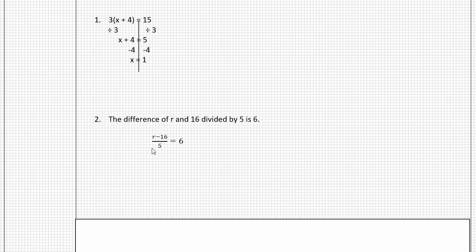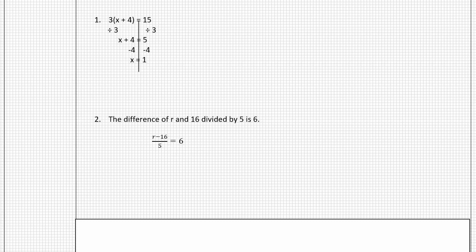Alright, so here's how I translated it. It's the difference of r and 16, and we've talked about difference meaning subtraction. So we have r subtract 16. All of that is divided by 5. So I used a fraction bar to show that r subtract 16, that group, is being divided by 5, and that is equal to 6.